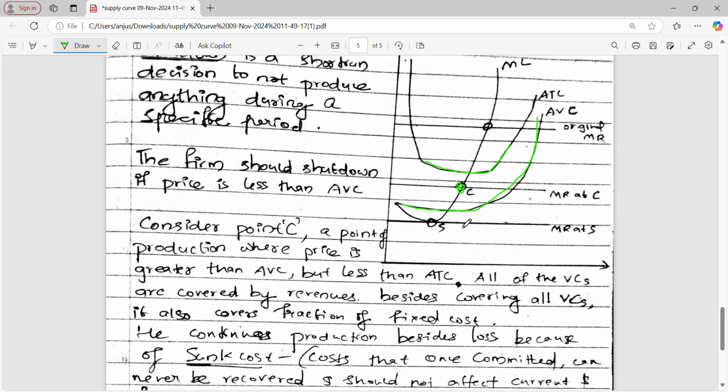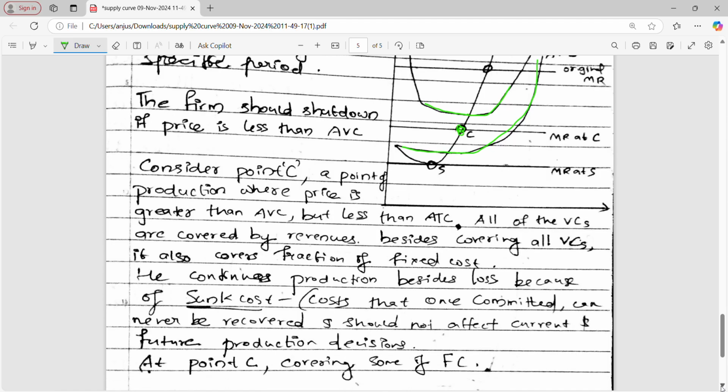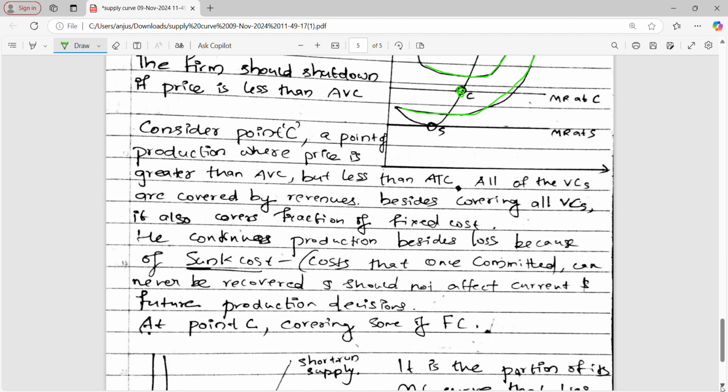The firm continues production besides the loss because of sunk cost. Sunk cost means some costs that are committed. Once committed, they can never be recovered and should not affect current and future production decisions, like rent of the building. I mean, they have to pay the rent irrespective of their production, right? Or tax or whatever, of the building. Okay, so for paying that, the firm is continuing the production. At point C, fixed cost is a little covered.